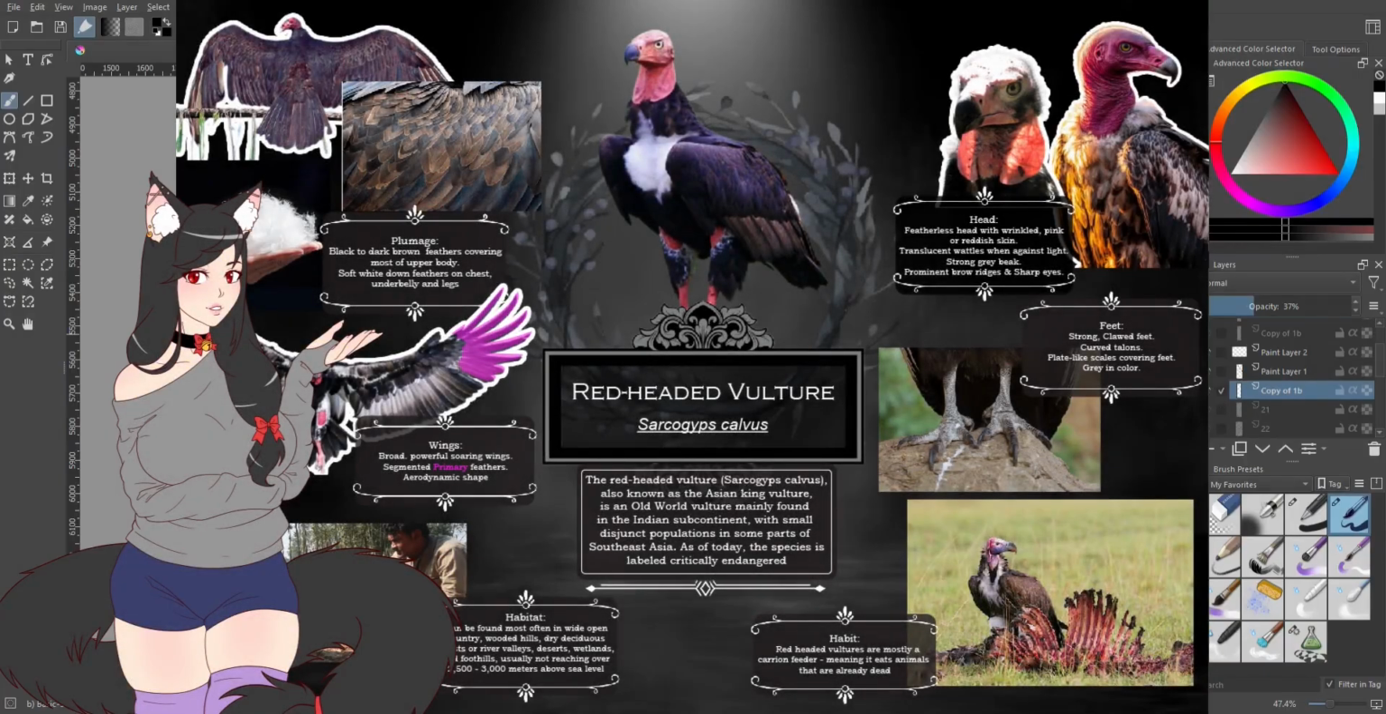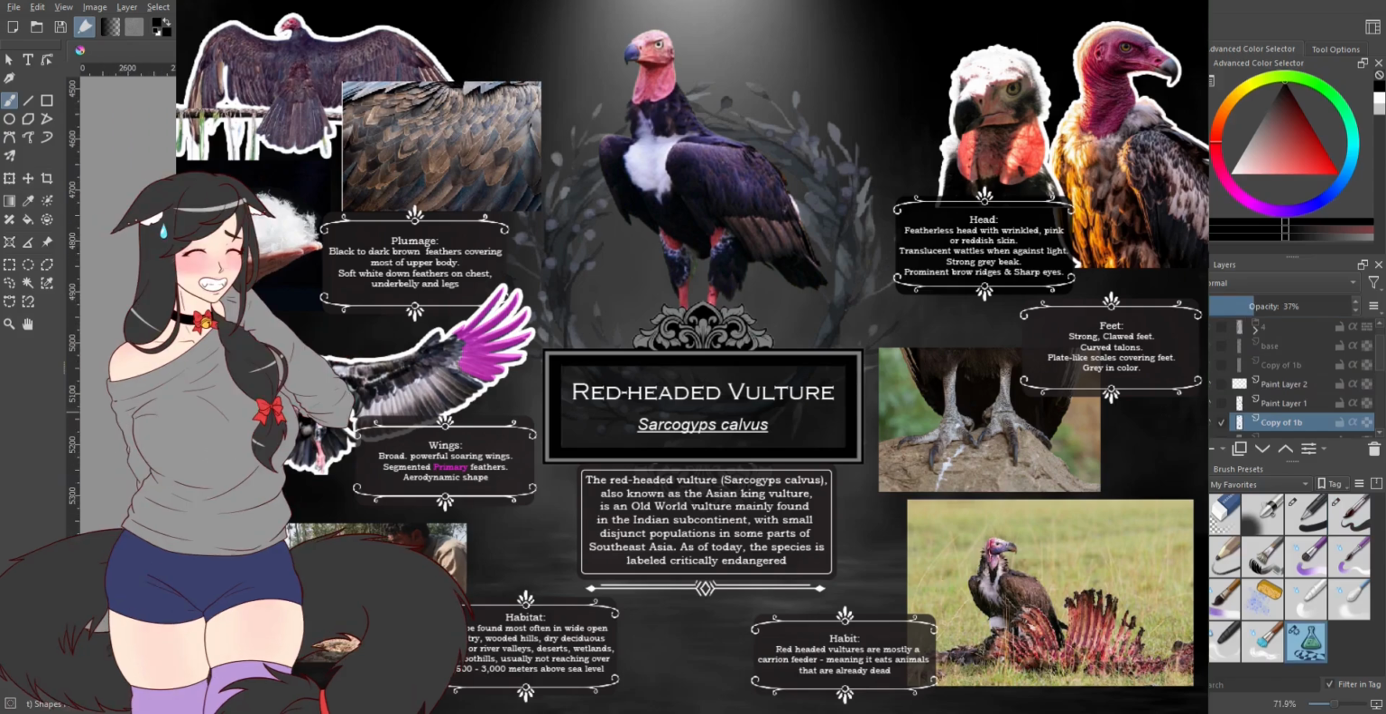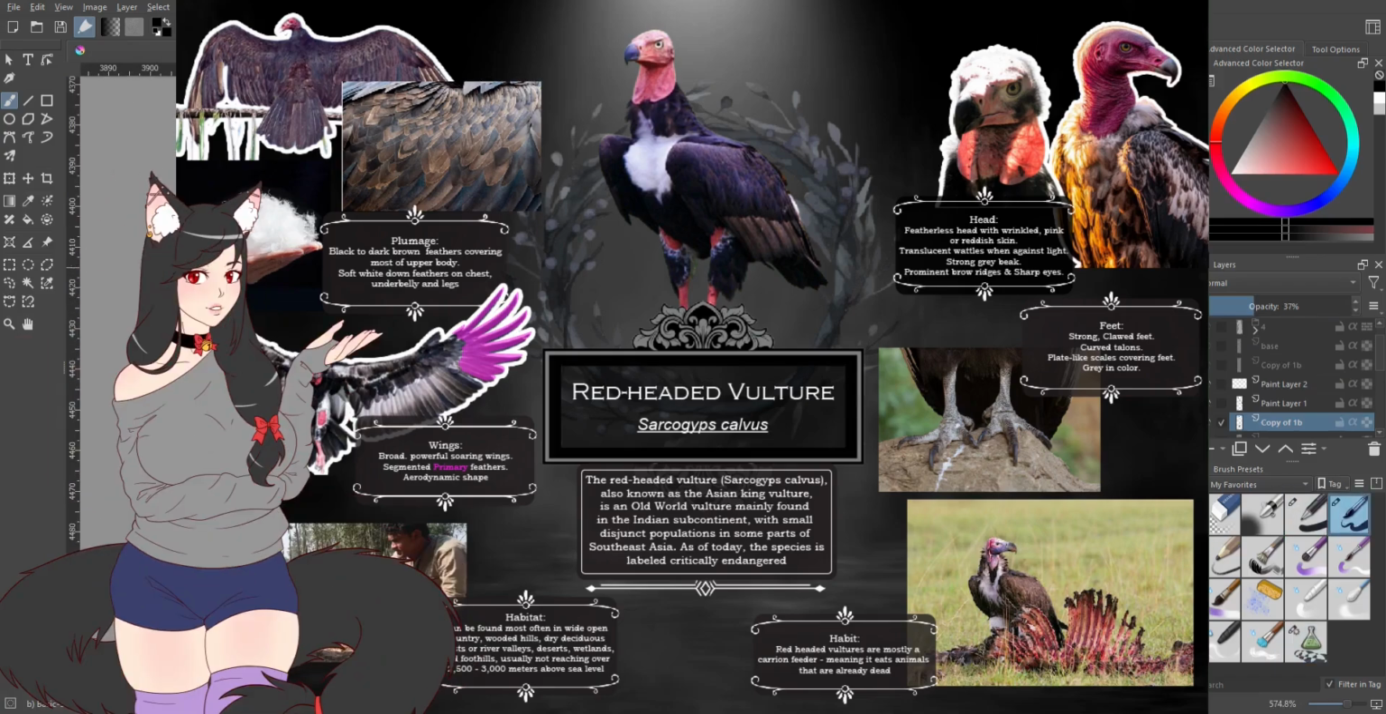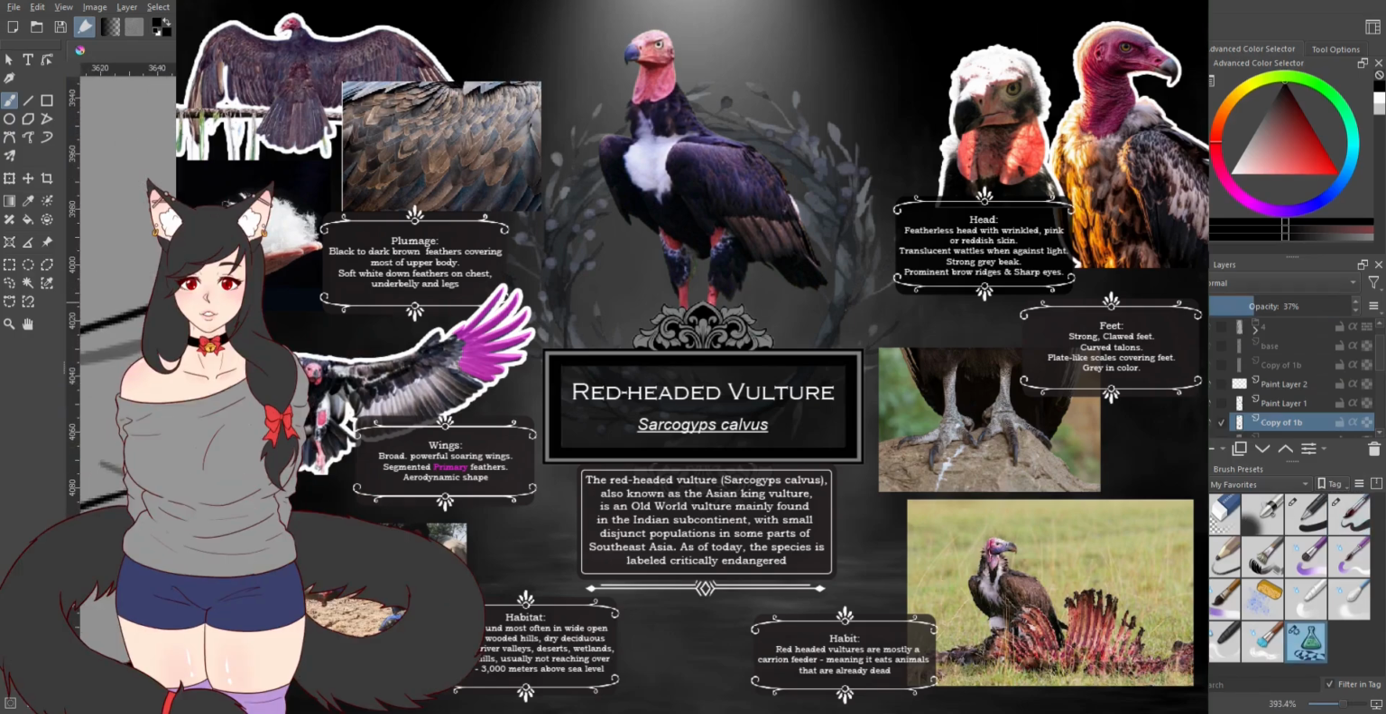Page 2, the focused mind map. This is where I picked a subject matter to base my designs off of, and me being the ever-loving fan of gothic and dark aesthetics, I went with a vulture. Not just any vulture, the red-headed vulture, or Sarcogyps calvus, which is a locally extinct species in my country and a critically endangered species worldwide.